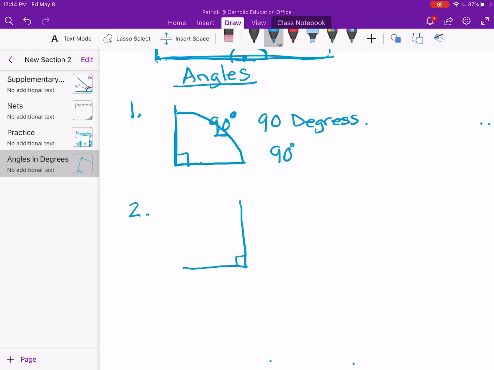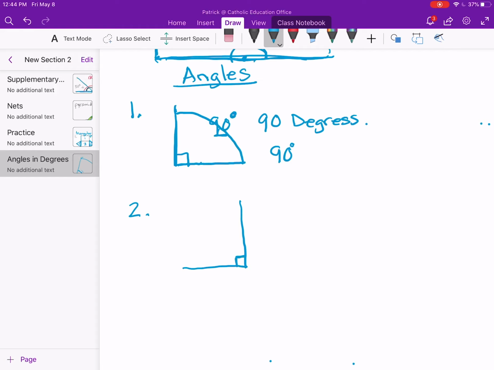So, draw this in your workbook, press pause, write down how many degrees you think it is, and then press play to start again so I can go over the answer. All right, you're back.